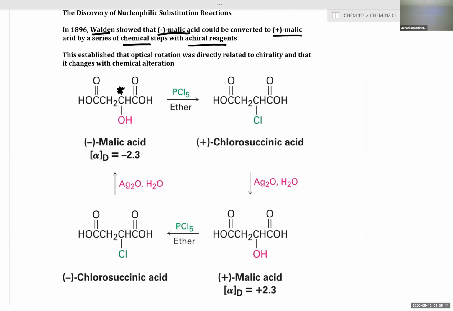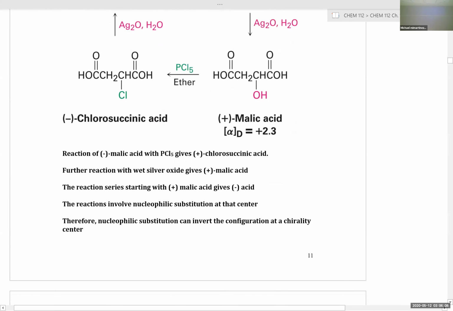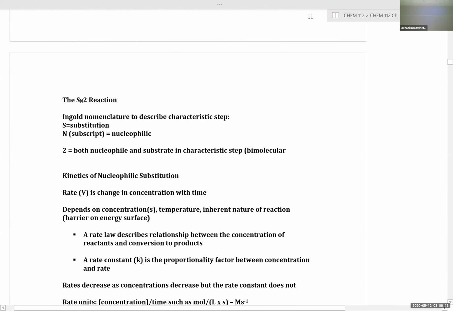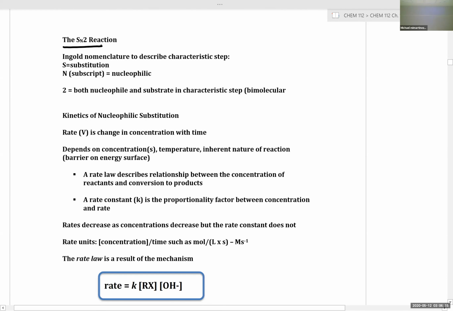This really prompted a lot of study into substitution reactions as a means to take material with defined stereochemistry and convert it to products with a different yet still defined stereochemistry. This is very powerful. So let's talk about these fundamental reactions. The first of which we'll discuss is the SN2 reaction.